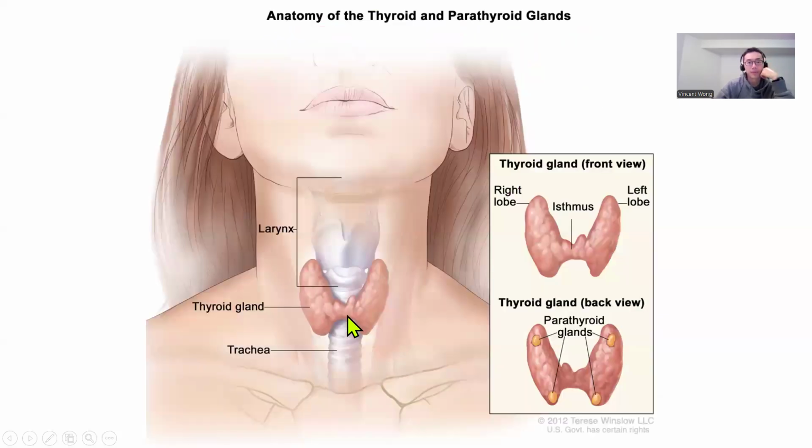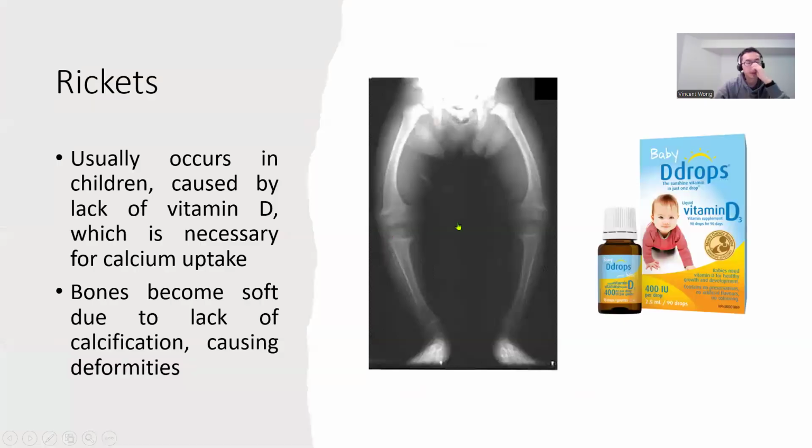This is just to show you where the thyroid gland is if you forgot. We've seen it before, right? When we talked about the larynx and the trachea and everything like that. And behind it, that's where you will find the parathyroid gland. I talked about that already.